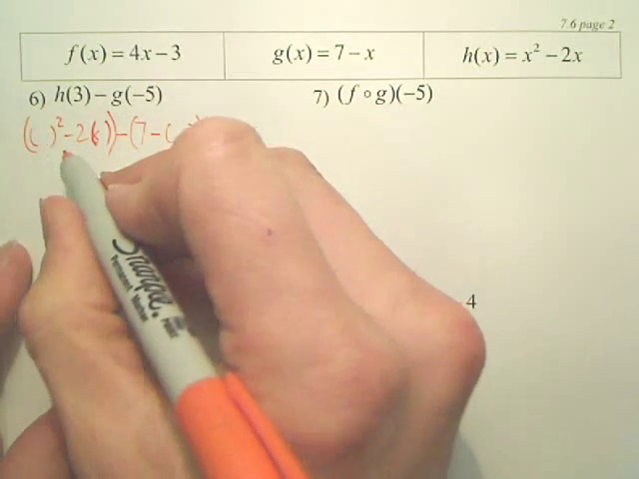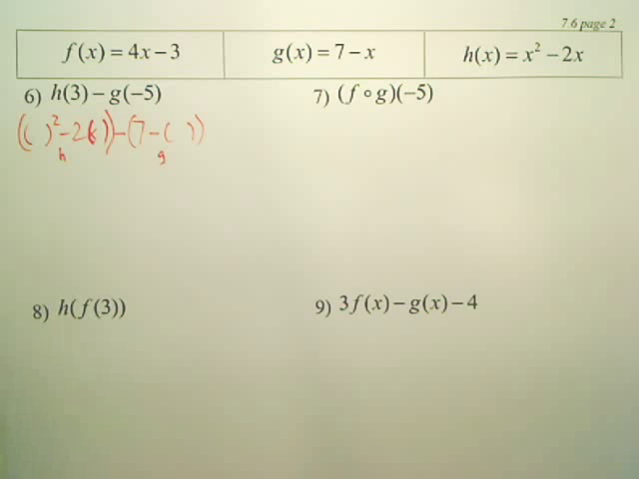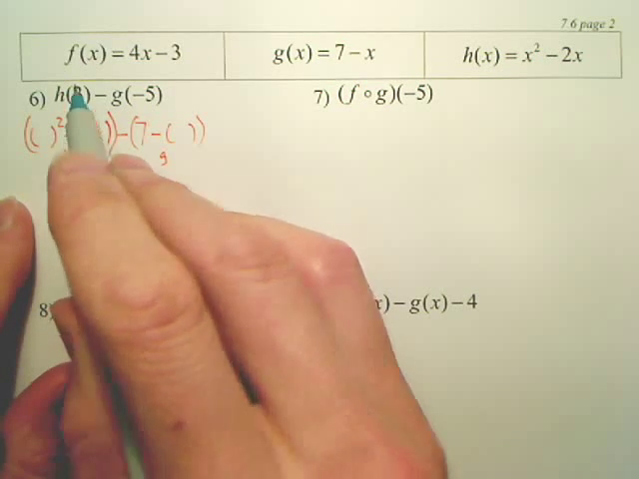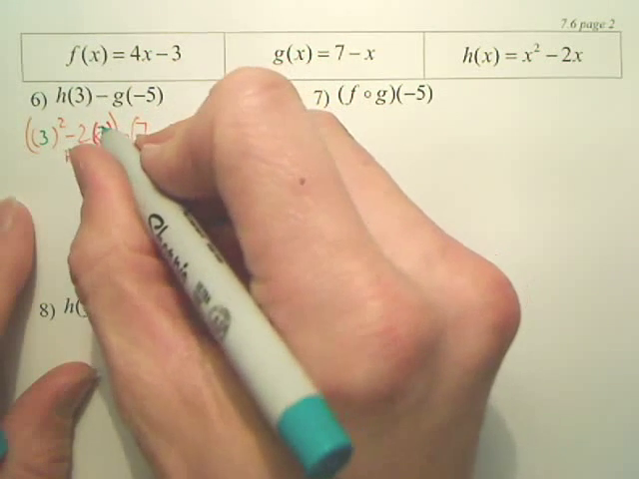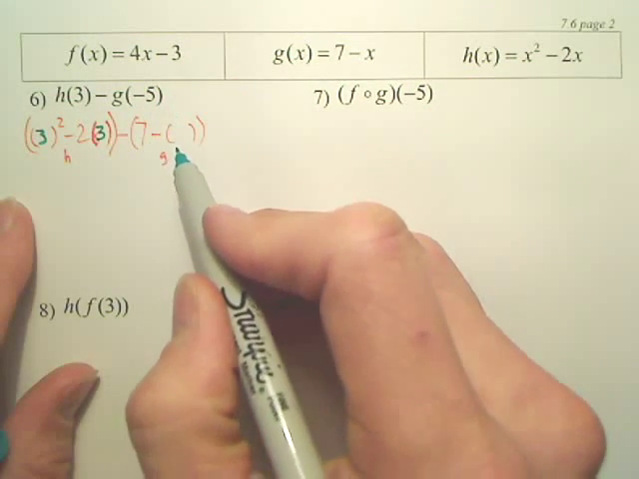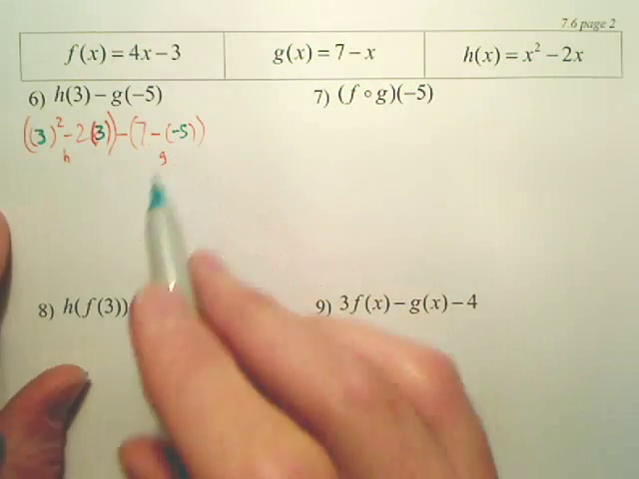So this is h. This is g. What are we going to plug into them? Well, what's this one say to plug into h? What goes inside? 3. What does this one say to go into g? Negative 5. Can you now plug it in, do all the math?